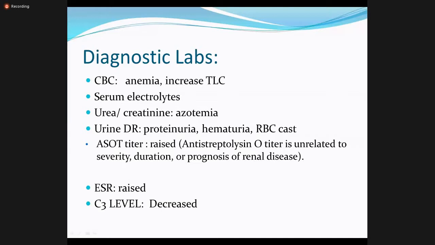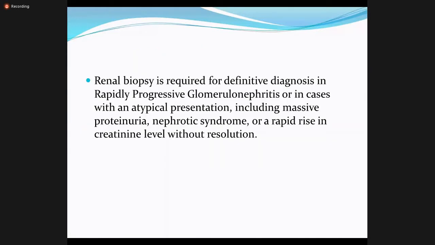These children usually present with atypical symptoms. If they have persistent hematuria or persistent proteinuria even after 3 to 4 weeks, then you have to go for renal biopsy. But in case of average acute glomerulonephritis, post-streptococcal glomerulonephritis, you don't have to go for biopsy directly.